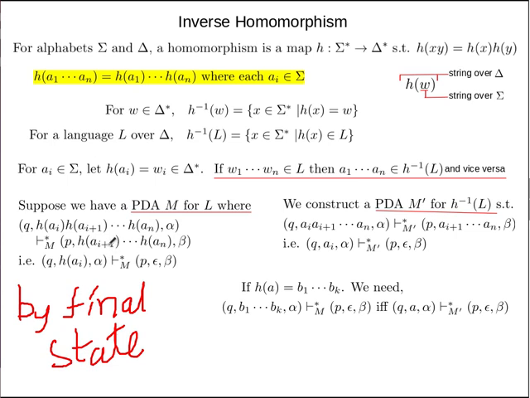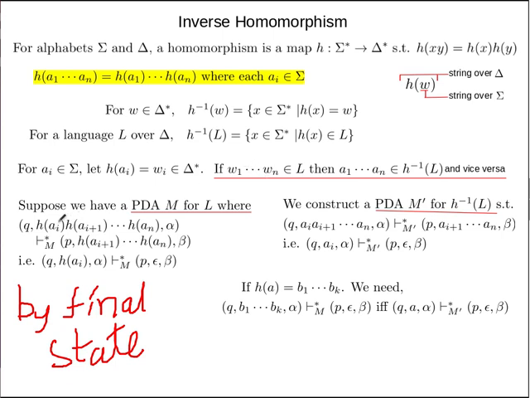So then our goal is to construct a PDA for h inverse of L. Now, what should be the relationship between these two PDAs? So see, suppose this PDA is processing this string, okay? Suppose it's processing this string, because it is a concatenation of this one, okay? So each h of ai is some wi, so it's processing this computation of this thing.